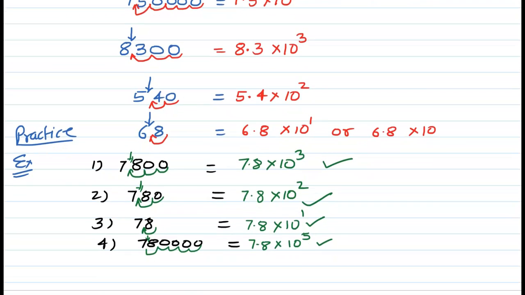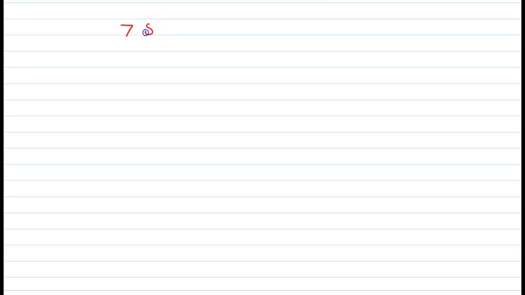Now the next thing is, what happens if decimals are coming here? Let's take another example. See, 78.50. So again we'll follow the same rule. The decimal is moving 1 step back from here, so we'll count from the decimal. It is moving 1 step back, so you can write down 7.8 into 10 to the power 1. Okay. Now if you want, you can write it like this as well, 7.85 into 10 to the power 1.